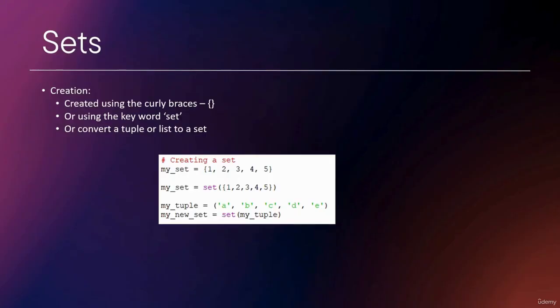So creation is almost similar, but instead we're using curly braces. We can also use the keyword set. Similar is the case for lists and tuples. We can use the keywords, or we can convert a tuple or a list to a set. We can also go the other way around. We can also convert a set to a list or a tuple.